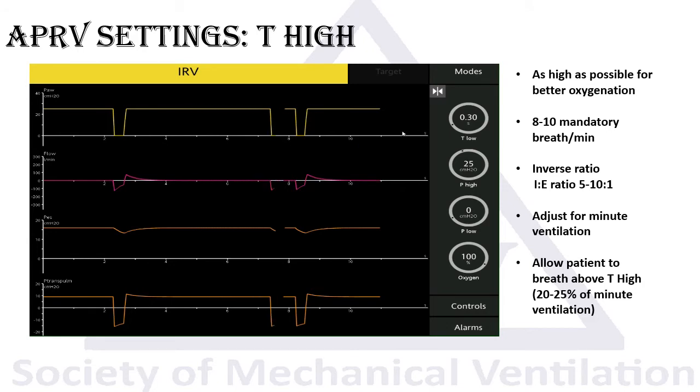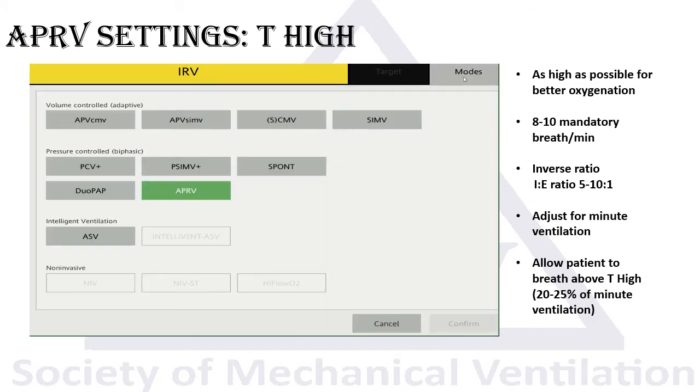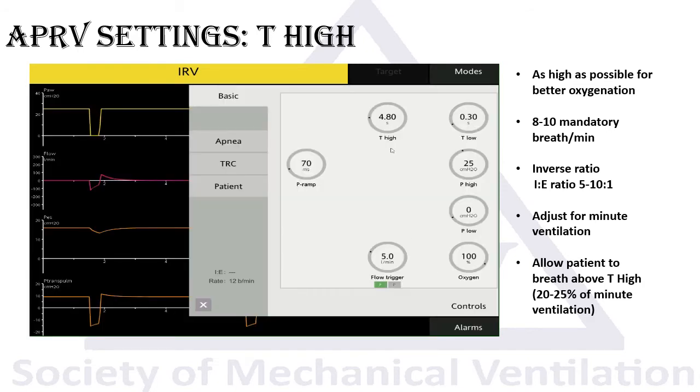Of course, you can look later and see if your end-tidal CO2 or your PaCO2 is getting too high, and then you can reduce the T high. For this example, it's 4.8 seconds and T low 0.3 seconds. So there are 12 mandatory respiratory breaths. You can try to decrease it a little bit if, again, your PaCO2 is high.